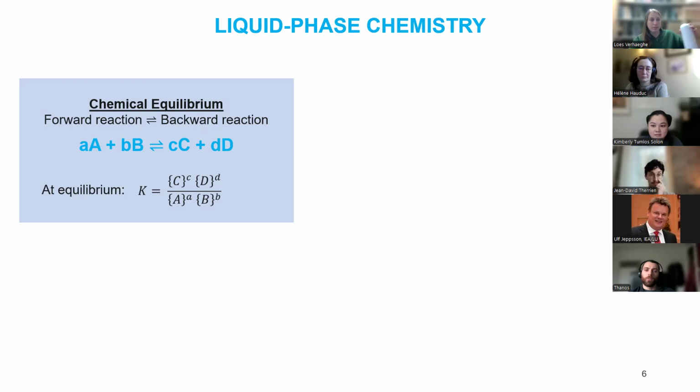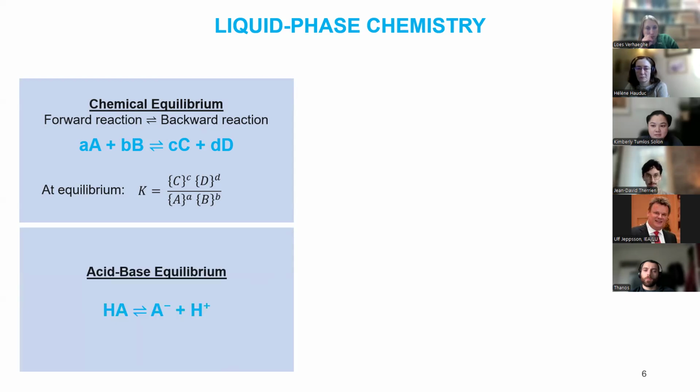But I also want to put your focus or your attention to the curly brackets. So we are actually using activities instead of concentration. So we use curly brackets to denote activities. This is because activities take into account the non-ideal behavior in real wastewater. We will also come back to the concept of activities later on. And for wastewater, the most important type of chemical equilibrium is acid-base equilibrium. So an acid releases a proton, the H+, forming its base.